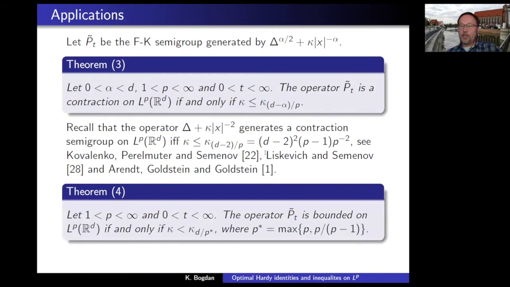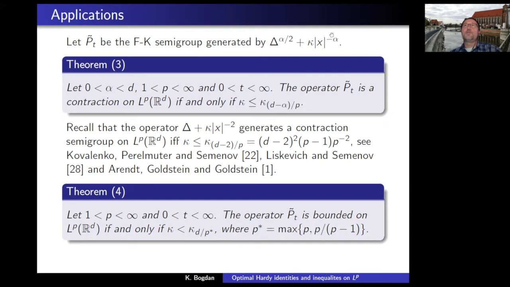Okay, here are some other applications, some other results, and they are maybe not surprisingly related to the Feynman-Kac semigroup generated by the fractional Laplacian. Remember, this is a negative operator, plus kappa times |x| to the power negative alpha. That's a potential. Kappa is a constant that has some possible range, and then |x| is the norm of x. So that's an operator of multiplication.